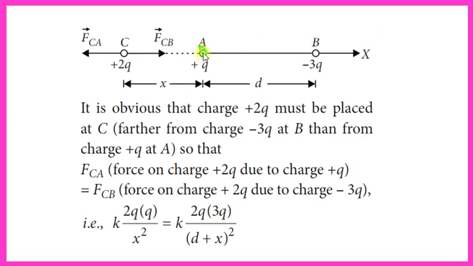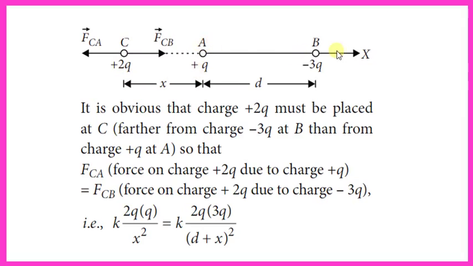This is the q charge, this is the minus 3q charge, and their distance is d. Clear? Their distance is d. They are asking where the plus 2q charge should be placed, as the plus 2q charge should be here. At what distance? Let this distance be x. Okay, now let us give the notations for this plus q charge.